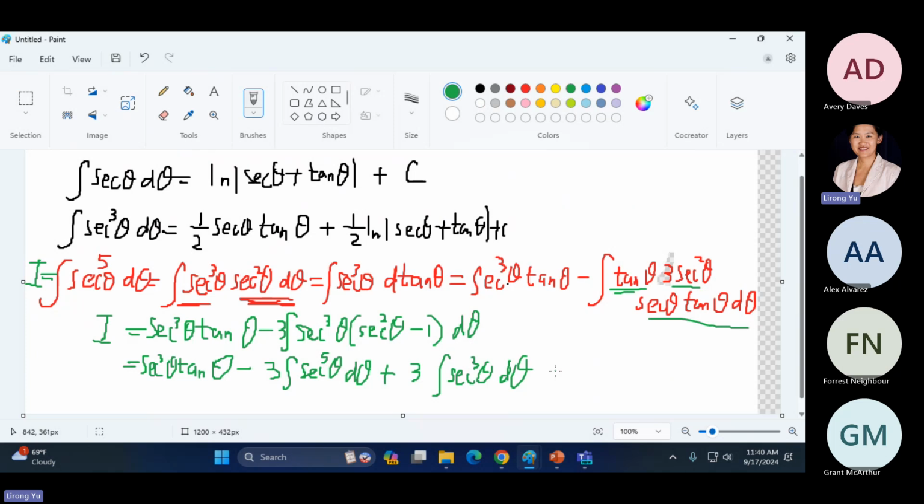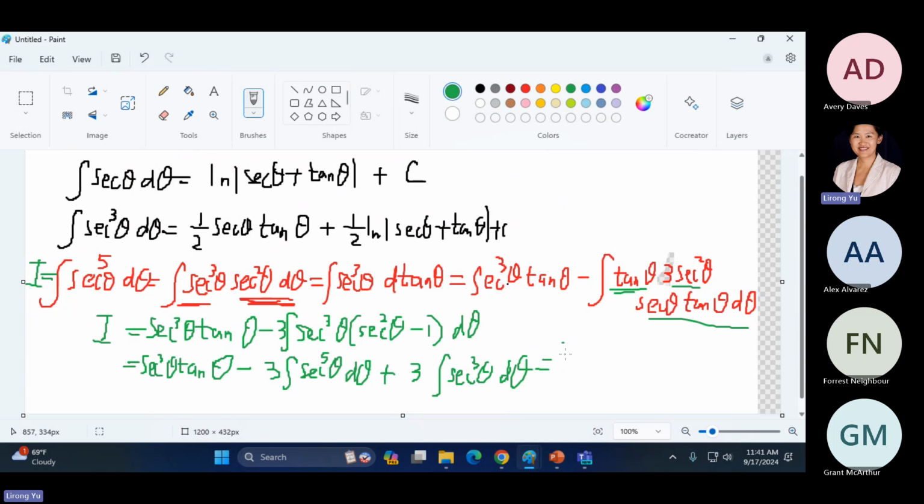Okay, so this is I equal to this minus 3i, and this is 3 times secant cube. We already have the secant cube function there, so that big formula goes where this is. If you add these to the right side of the equation, I would equal 1/4 of everything else. Any question? So if we try to combine them, it equals this.